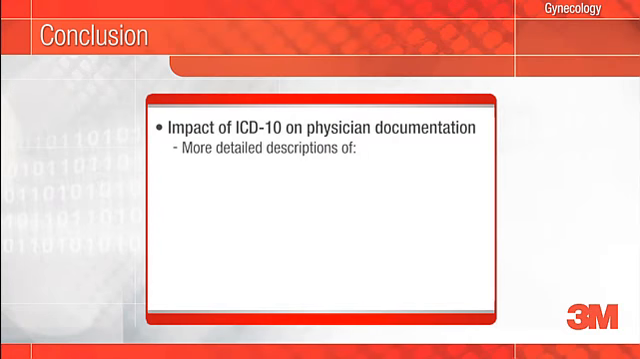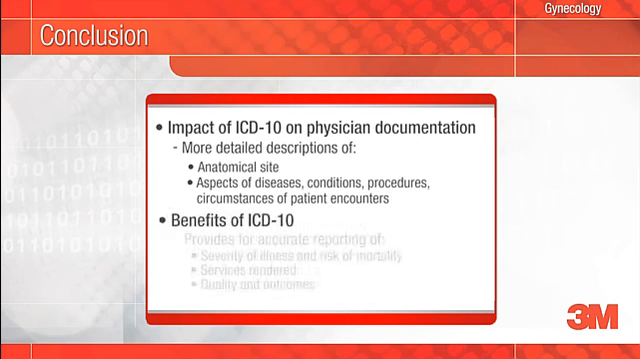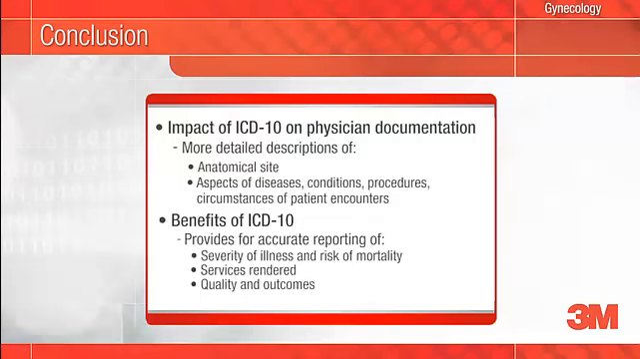ICD-10 requires more detailed descriptions in your documentation of anatomical site and aspects of a disease, condition, procedure, and circumstances of patient encounters. The information generated from ICD-10 codes will result in a more accurate picture of your patients, their severity of illness, risk of mortality, and the services rendered. This in turn will result in accurate public reporting on quality and outcomes.